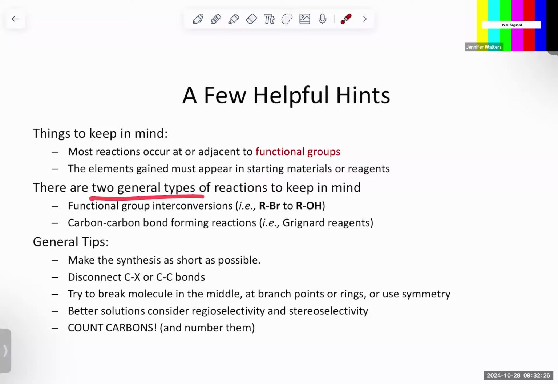Then most of our general types of reactions are either functional group interconversions, so how do I go from an alkyl halide to an alcohol, or building carbon-carbon bonds. Those are usually harder to spot because it doesn't look like there's readily a functional group available if you're trying to build those non-polar bonds. So if you're building carbon-carbon or carbon-hydrogen bonds, you have to think, all right, I'm using a Grignard, an organolithium, lithium aluminum hydride, or sodium borohydride. That's what's giving you those carbon-carbon or carbon-hydrogen bonds.